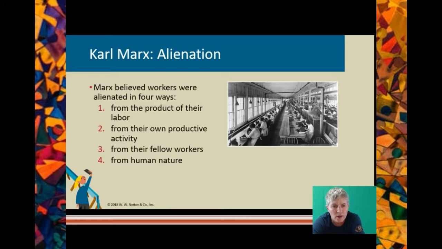Third, from their fellow workers. The worker is alienated from other people, the alienation of man from man, as Marx calls it. Capitalism forces individuals into competition with each other, therefore alienating us from our fellow workers. And finally, from human nature itself. Workers are alienated, at least Marx believed, because that work should not be an unhappy burden taken upon only as a need to preserve physical existence.